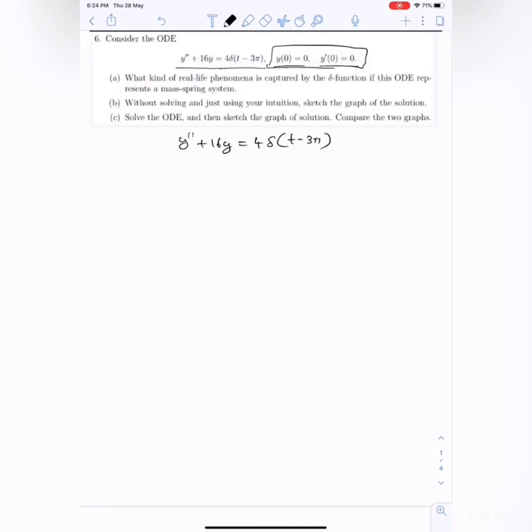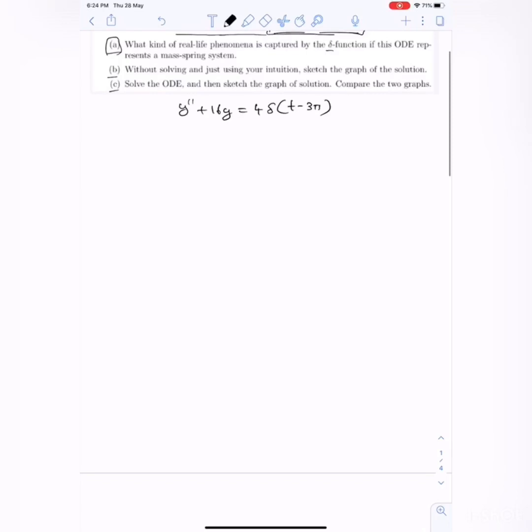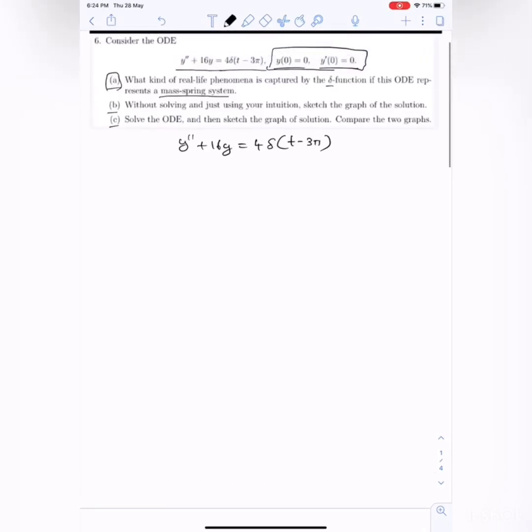Okay, let's solve that in 3 parts. So let's solve the first one. What kind of real life phenomena is captured by the direct delta function if this ODE represents a mass spring system? Okay, it's been given as a mass spring system.